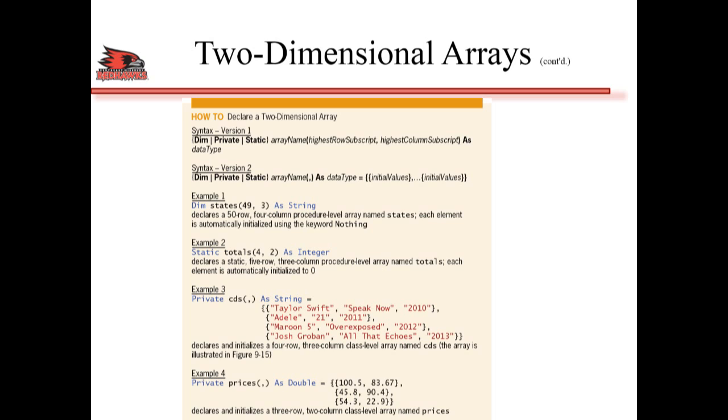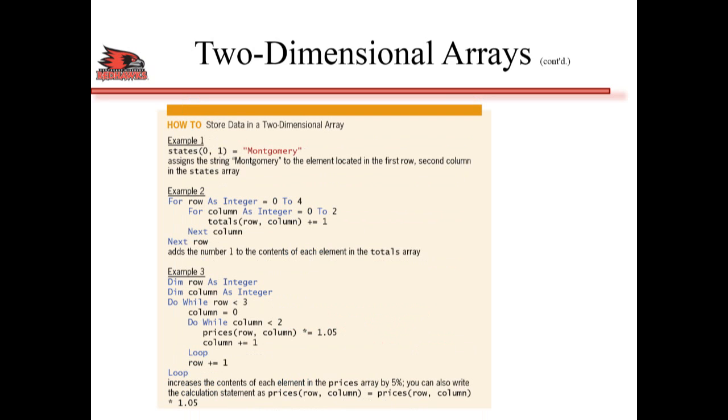Example 2 is very similar to that. It's just that from a string we go to integer. Example 4 is very similar to example 3. In example 3 we were talking about strings. In example 4 we're talking about numbers, a numeric array.